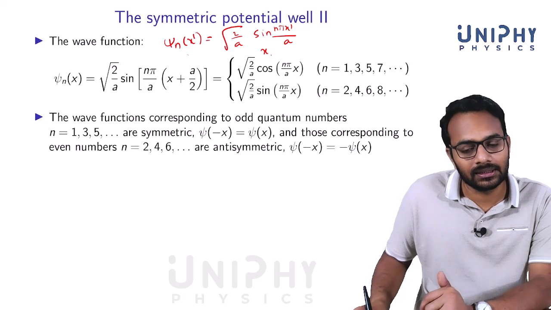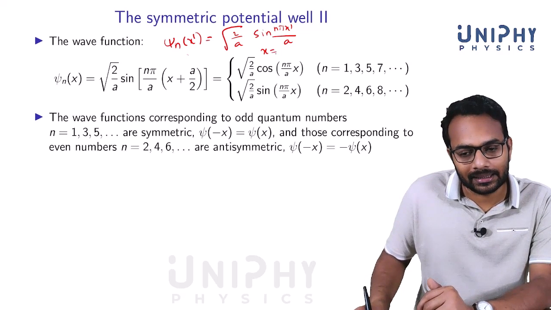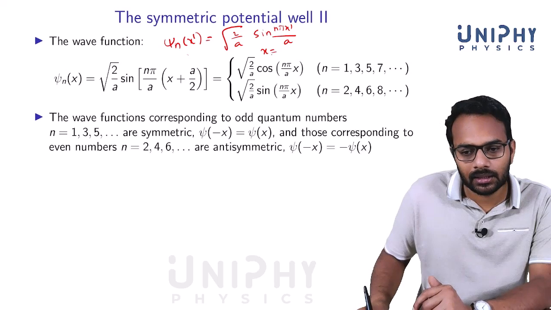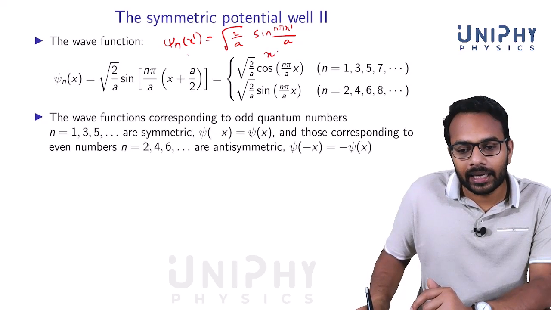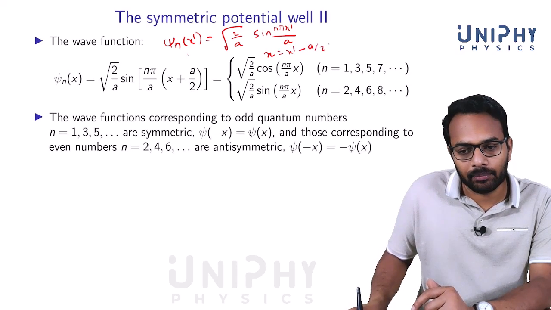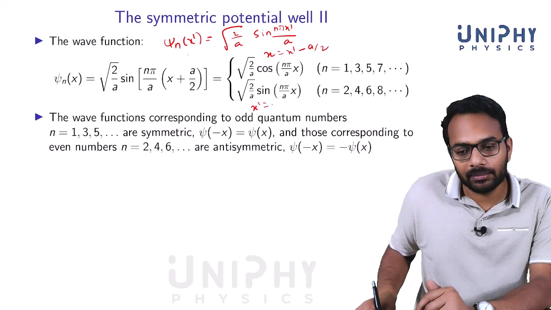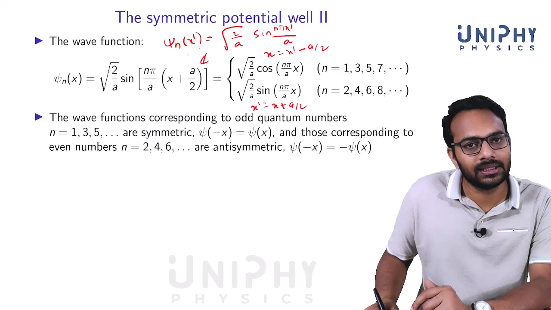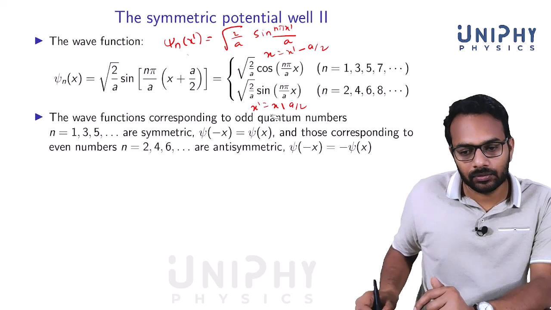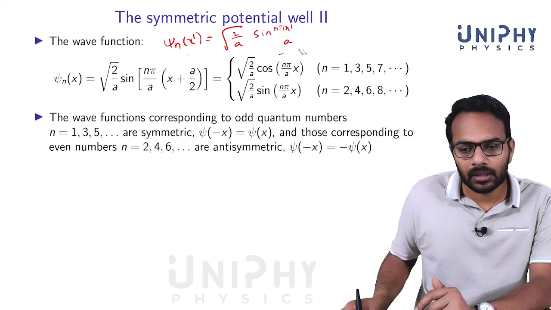The new coordinate system we'll call x, and we'll say x equal to x prime minus a by 2. Okay, we are translating by an amount, so this means that x prime is equal to x plus a by 2. You substitute that and you get this wave function. Okay, so it's not very difficult. You see that. Now this has a nice property.